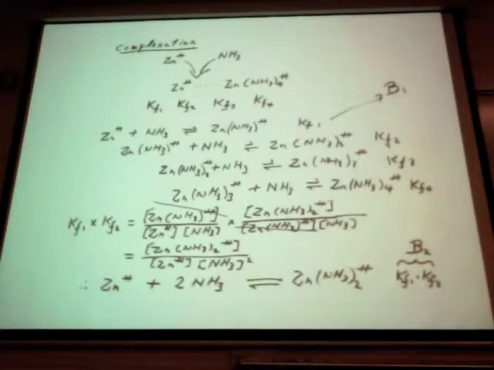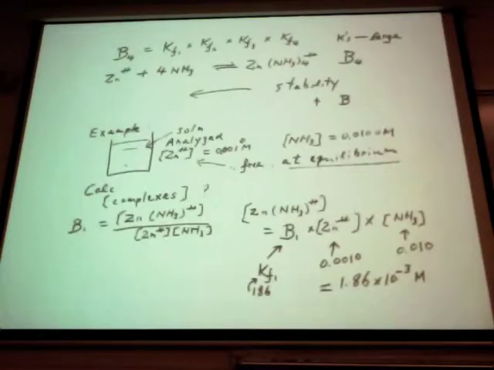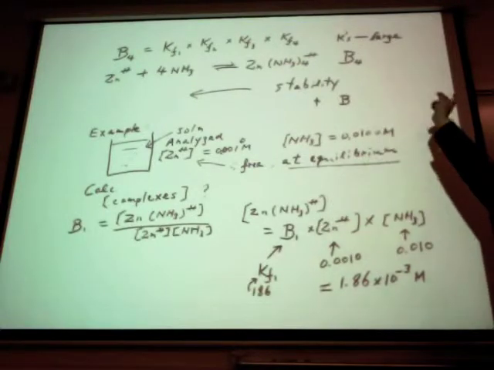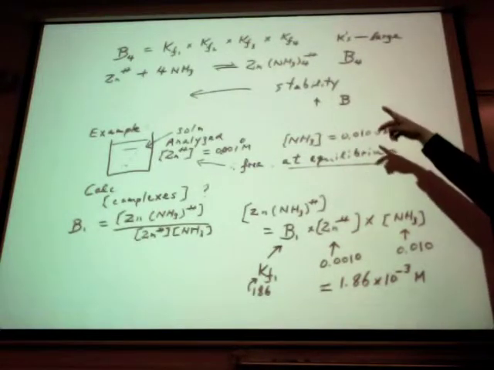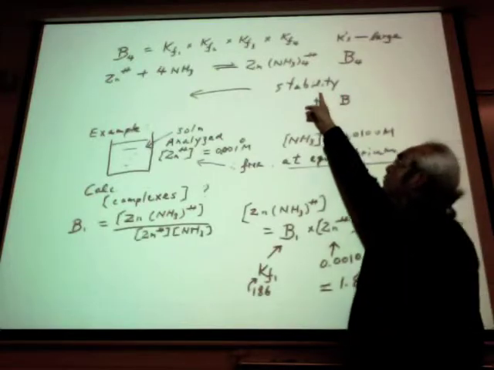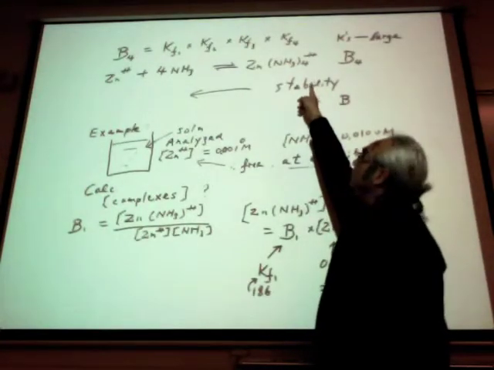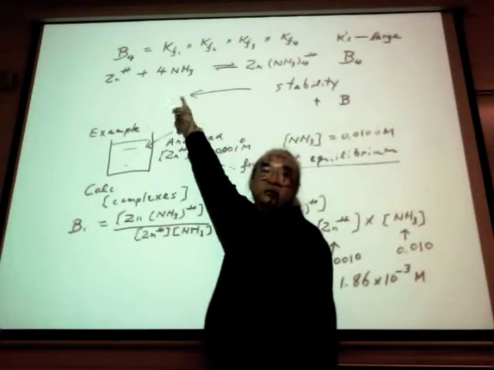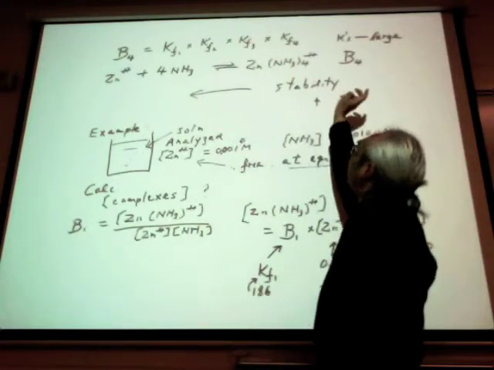So following that, B4 is simply the overall K to form the final product from the reactant. Okay, you multiply all the K's.